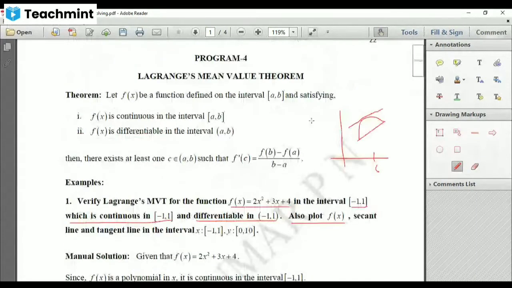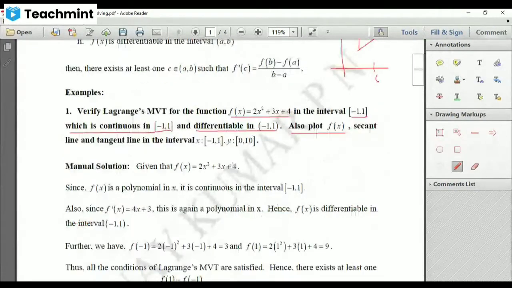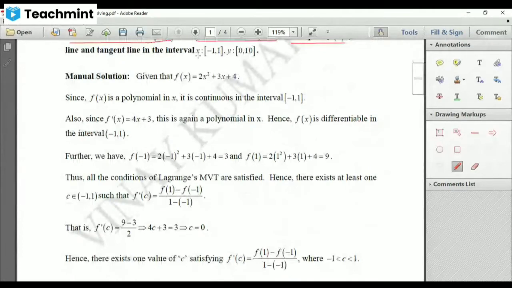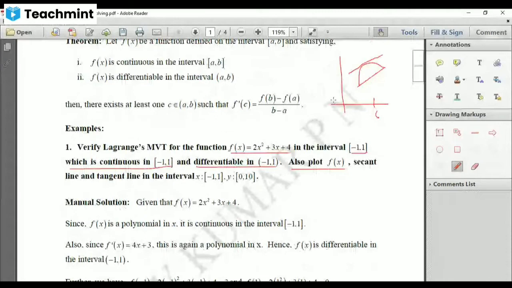Secant line means this chord, right? And the tangent line is this, and the graph of the function. So we need all three. So we have to plot this chord, that is the secant line, the tangent, and also the function. We have to plot within the range x varying from minus 1 to 1, and y varies from 0 to 10.